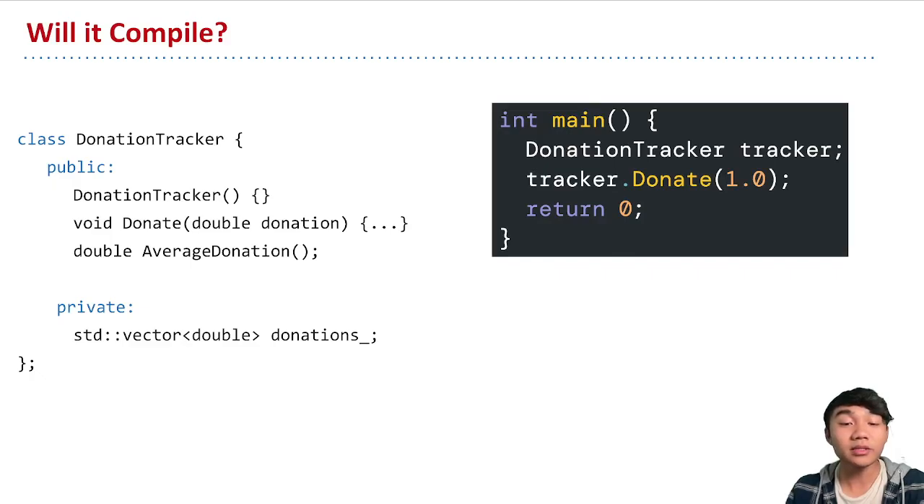So take a moment to look at this block of code that we have on the right and try to guess if this would compile based on what you know now about the public and private access specifiers. If you need more time, you can pause the video now.